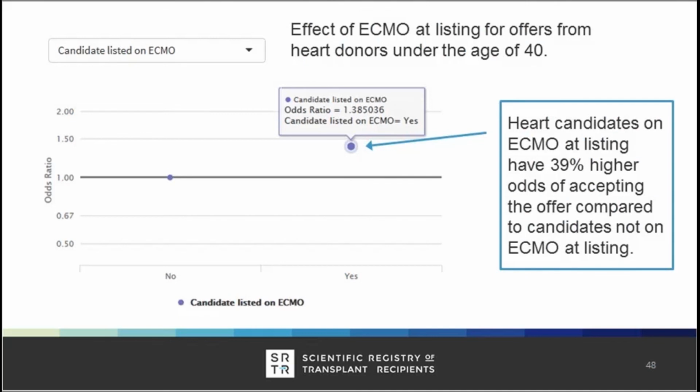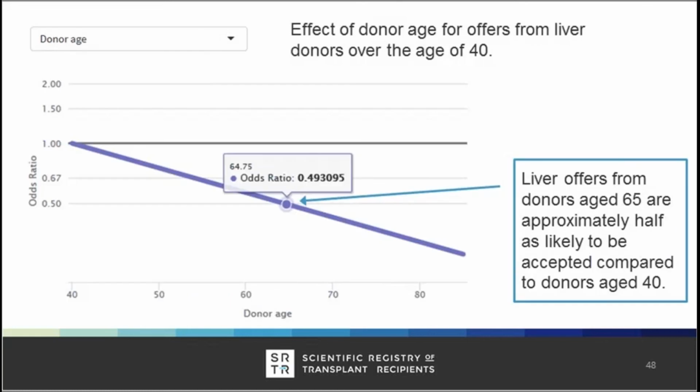You see there in the box that the odds ratio says 1.385, and that's saying that if the candidate was on ECMO at the time they were added to the waiting list, the odds that they would accept that offer are almost 39% higher than if they were not on ECMO at the time of the listing. That's how these can be interpreted. That was for a yes-no response.